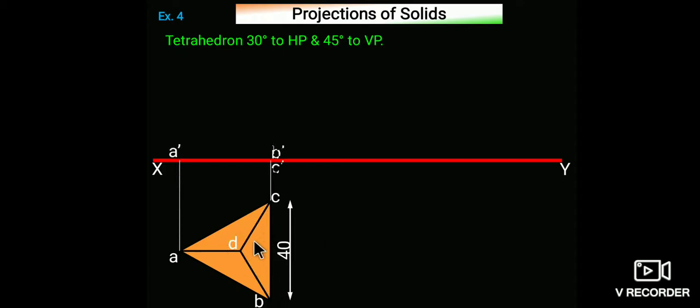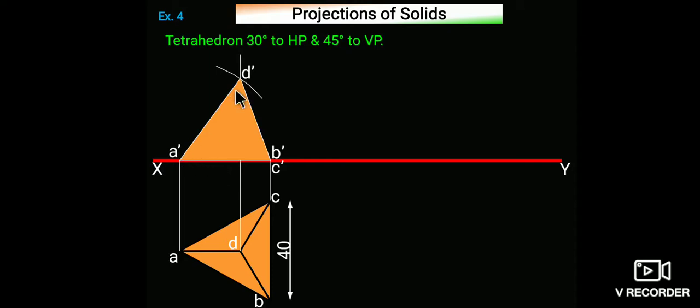This is the top view. Project these points: A dash would be here, B dash and C dash would be here. This is the apex point O or D. From D, draw a straight vertical line. And this A dash D dash will be the true length. So take 40 mm as a radius, with A dash as the center, and draw an arc. So this distance is 40 mm because AD is parallel to the XY line. So A dash D dash is the true length, that is equal to 40 mm.